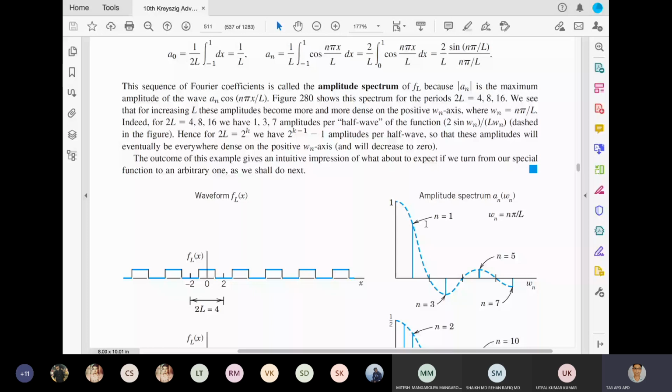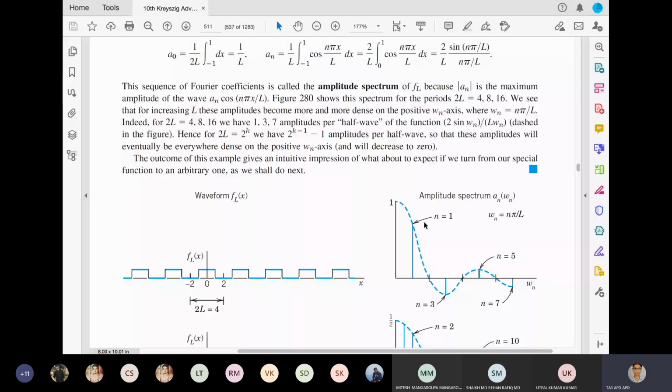And in between, in every waveform, you actually have your amplitude nodes. For n equal to 1, it shows up here. N equal to 2, it shows up here, 0. For n equal to 3, it shows up here. N equal to 4 here, 5, like that. If you look at the number of amplitudes per unit half wave, so this is your full wave, up to this. If I take half of it, then you have only one amplitude in the half wave. So for 2L equal to 4, we have one amplitude per half wave of the function.